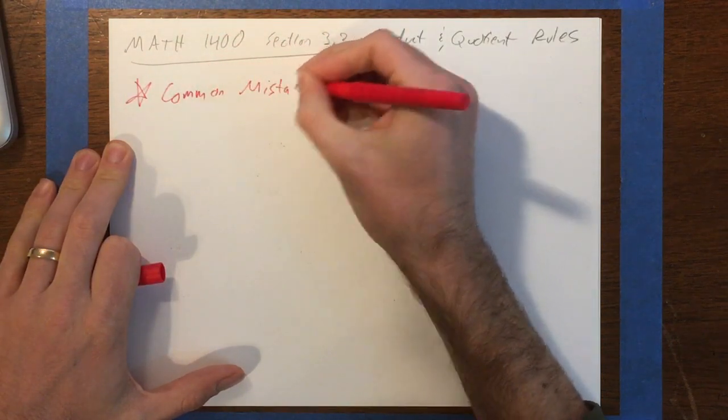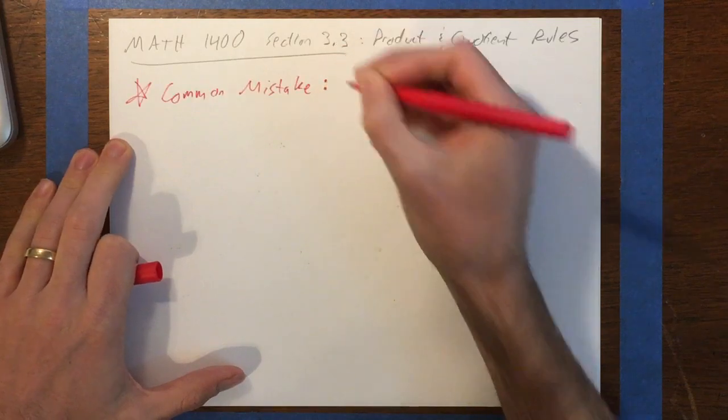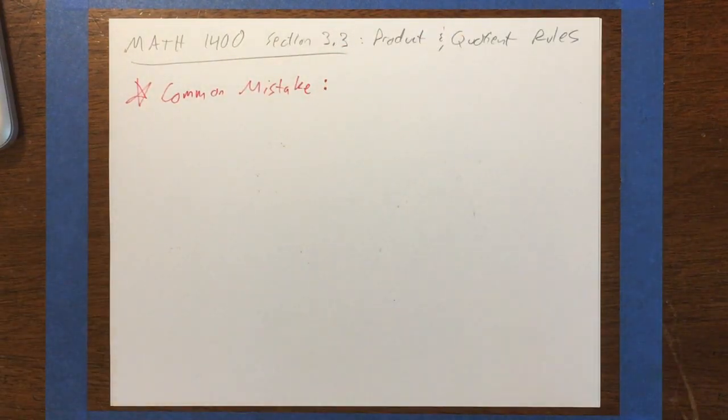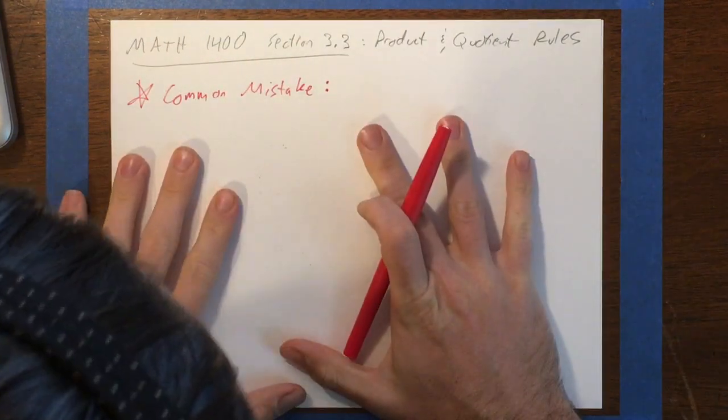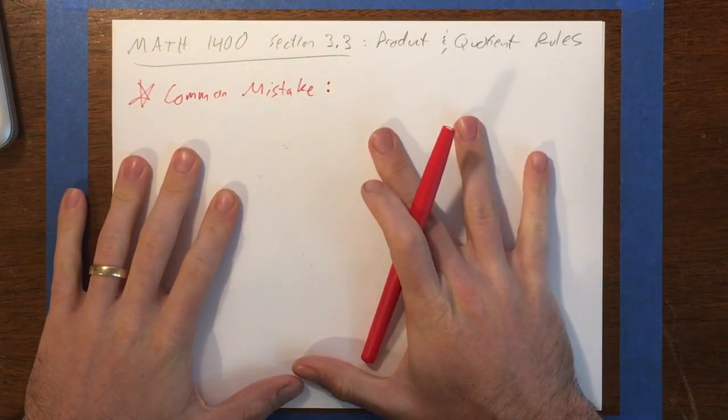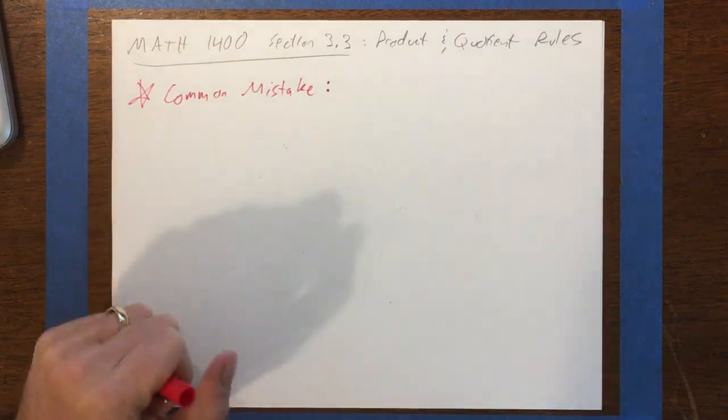Now, it's always dangerous to talk about mistakes because talking about them might cause you to remember them and then make them. So I want to make very clear what I'm about to write down is incorrect. So the common mistake is this.